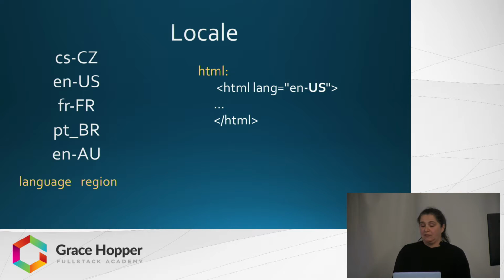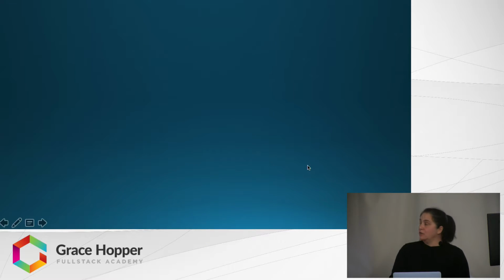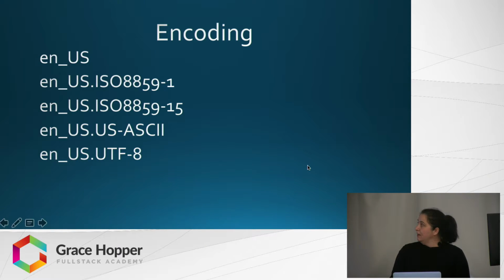On the server side, you have a Unix command that allows you to list all the locales supported by your local machine. Now, when you actually run the locale -a command on your machine, you will see more than one entry for, say, English language in the US. And that third component there is called encoding.